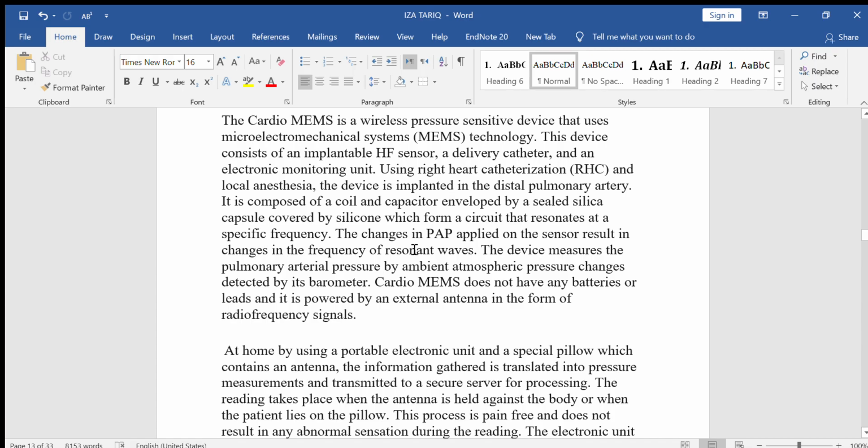The change in pulmonary artery pressure applied on the sensor results in a change in the frequency of resonant waves. The device measures the pulmonary artery pressure, corrected by ambient atmospheric pressure changes detected by its barometer. CardioMEMS does not have any batteries or leads, and it is powered by an external antenna in the form of radio frequency signals.